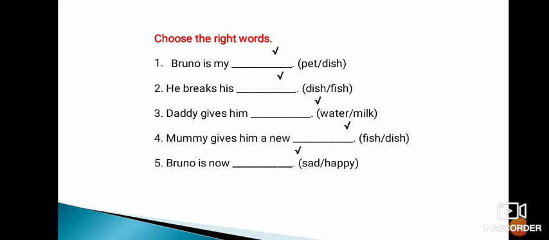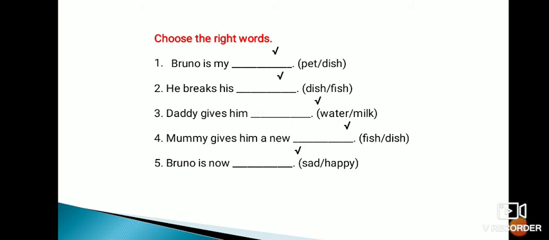First one, Bruno is my dash: pet or dish. Bruno is my pet. Next, he breaks his dish, not fish but dish. He breaks his dish. Daddy gives him milk, not water. Answer is milk. Mummy gives him a new dish. The correct answer is dish. Bruno is now happy. The correct answer is happy.